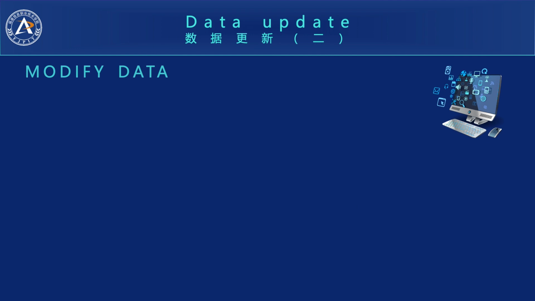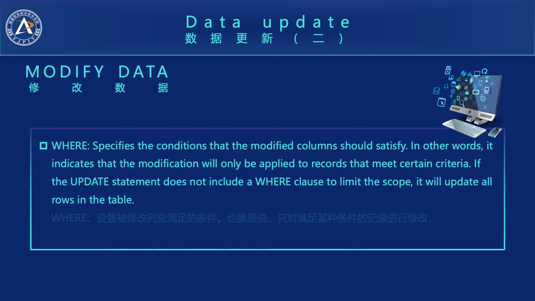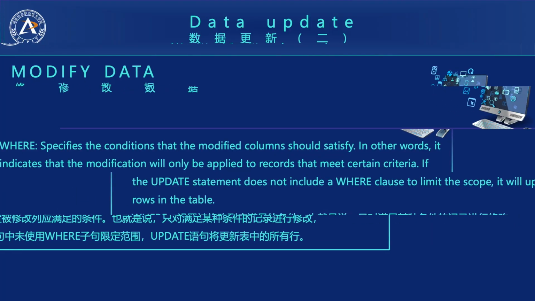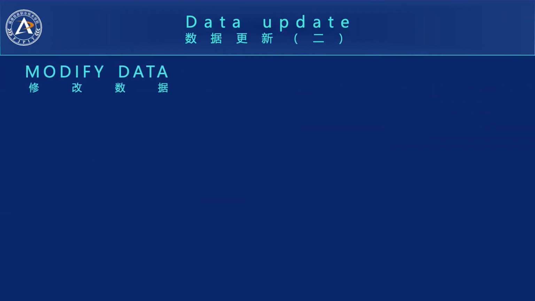Where specifies the conditions that the modified columns should satisfy. In other words, it indicates that the modification will only be applied to records that meet certain criteria. If the update statement does not include a where clause to limit the scope, it will update all rows in the table. Next, let's provide an example.